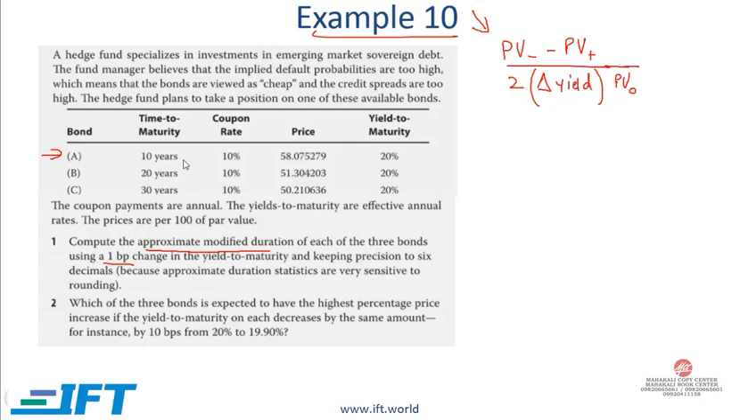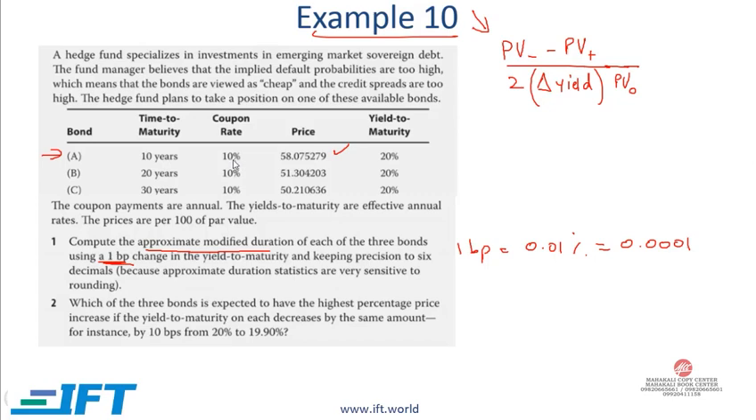Let's take bond A. Given that we are supposed to do a 1 basis point change, recognize that 1 basis point is equal to 0.01%, which is equal to 0.0001 in decimal. So that is what you will plug over here. PV naught will be this number. PV minus would be the bond price if the interest rate goes down by 1 basis point.